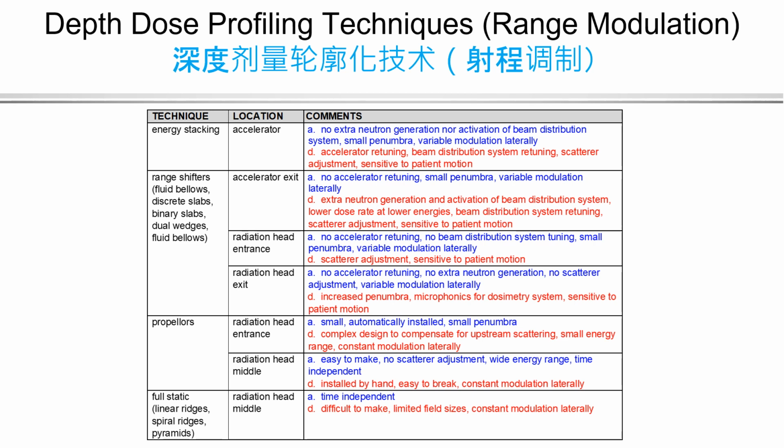When using full static modulators placed near the middle of the radiation head, advantages are that they are time independent. Disadvantages are that they are difficult to make, have limited field sizes, and have a constant modulation laterally.